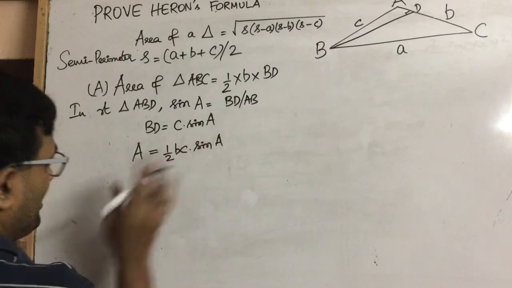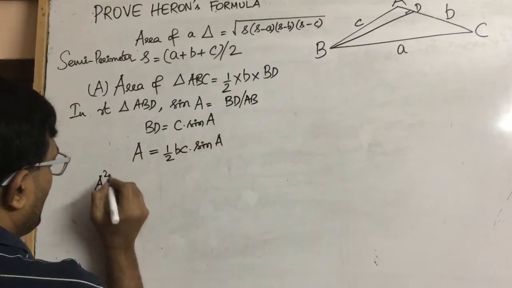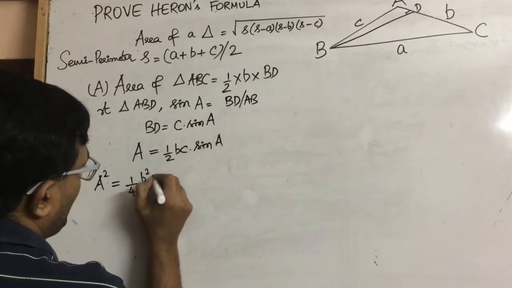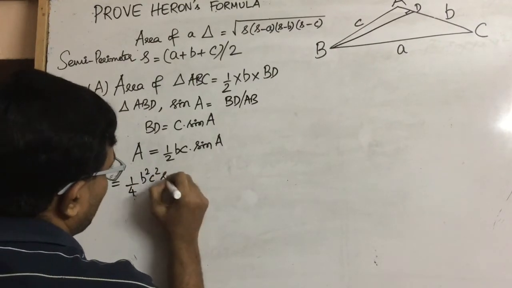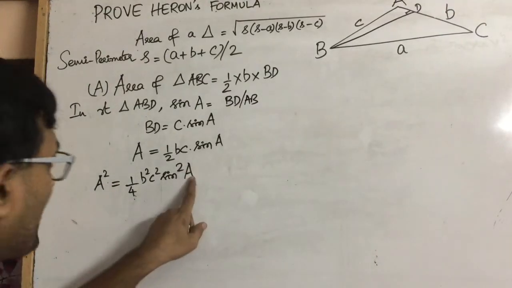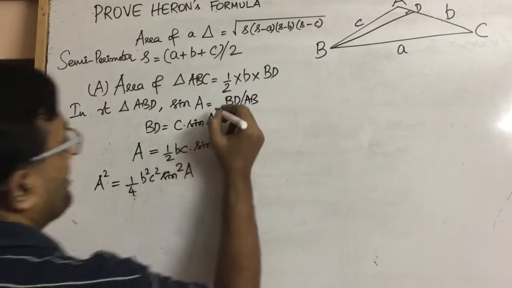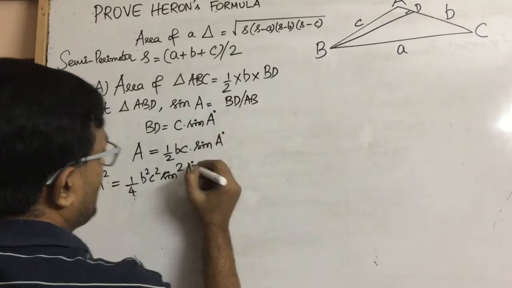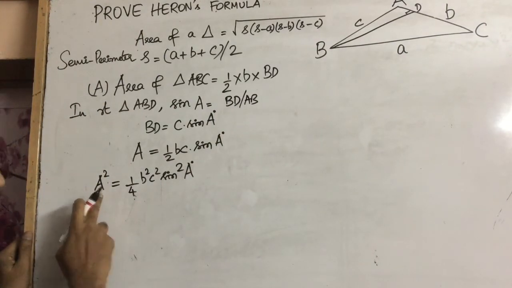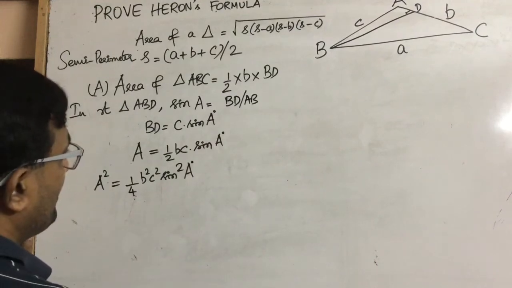Now let's square this expression. We would get A squared is equal to 1/4 of b squared times c squared times sine squared A. This is angle A. Let me note it as a degree to differentiate this from this A, which is the area. This is the angle A.